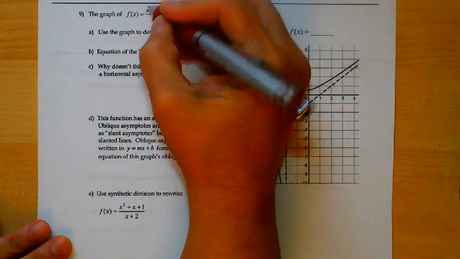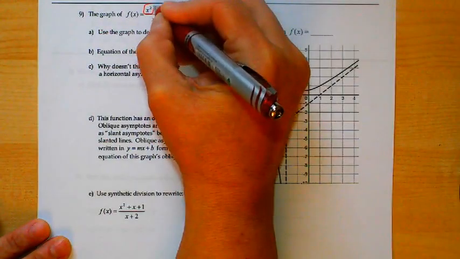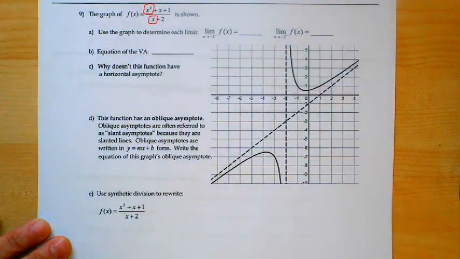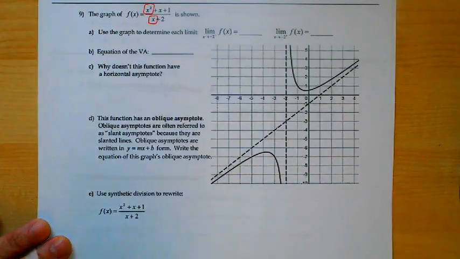First of all, I'd like to point out the degree of the numerator is 2, the degree of the denominator is 1, and for that reason, top beats bottom, there is no horizontal asymptote.